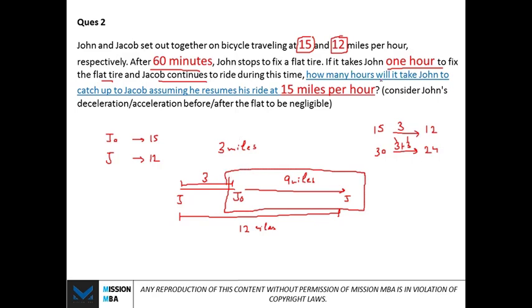Correct? Now, in how many hours will it take John to catch up with Jacob, assuming he resumes his ride at this speed? So now John has to cover 9 miles. Correct? And John covers 3 miles more than Jacob every hour. We have seen that. He will cover 3 miles every hour and he needs to cover 9 miles. So how much time is it going to take? He's going to take 9 by 3. That is 3 hours. Again, not much calculation required.